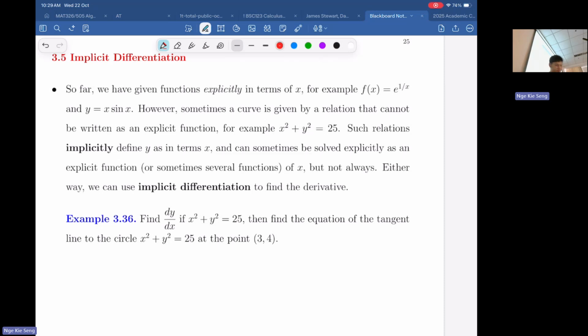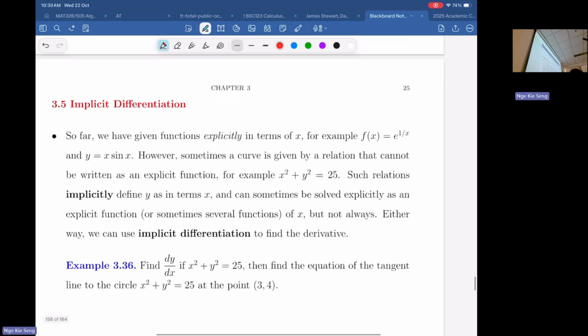So far we have given a function explicitly in terms of x. For example, f(x) is e to the 1 over x, or y equals x times sine x, right? However, sometimes the curve is given by a relation that cannot be written as an explicit function. For example, x squared plus y squared equals 25. Anyone still remember this equation? a squared plus b squared equals c squared. So this is a circle with radius 5, centered at the origin.